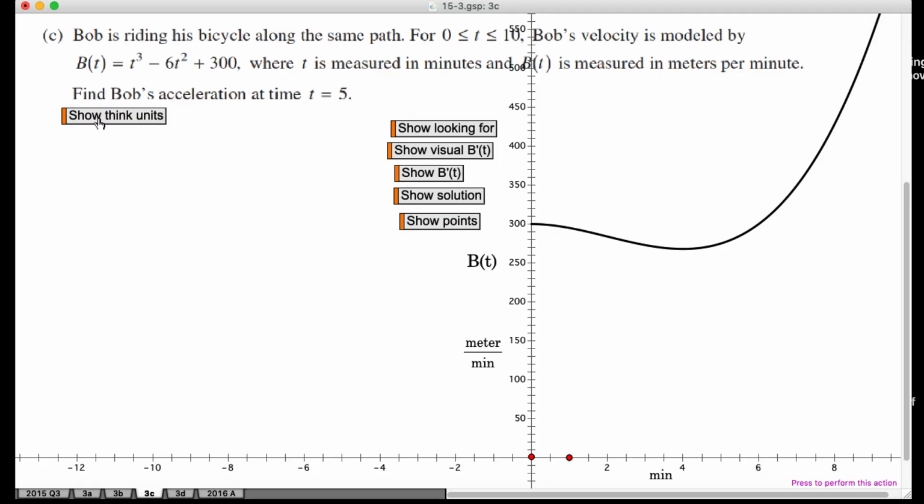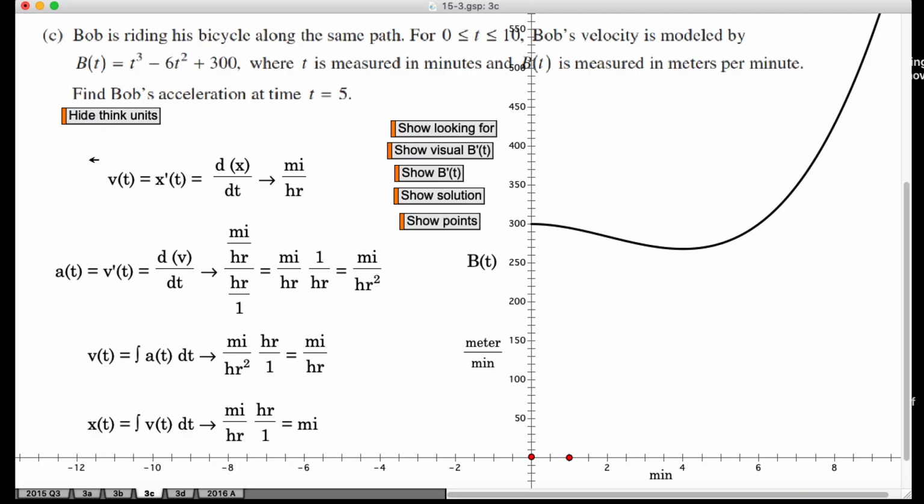So let's do a little thinking, and I want to review some stuff here, and we'll talk about units, because units are very helpful a lot of times. Velocity is the derivative of position, x prime, which is the same as dx dt. Say x is measured in miles and time in hours. The velocity would be miles per hour, which is true. That's a velocity.